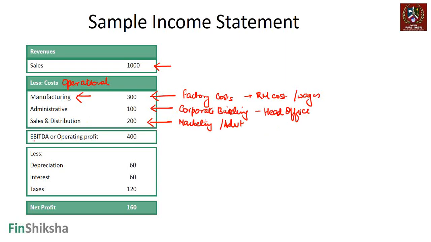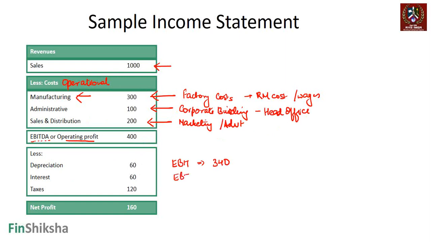Then you get earnings before interest, tax, depreciation, and amortization. That gives you the operating profit, right? That's 1000 minus 600. That's going to give me 400. From this, I can remove the depreciation of 60. So what will be my EBIT? That's 340. From this, I can remove the interest of 60.